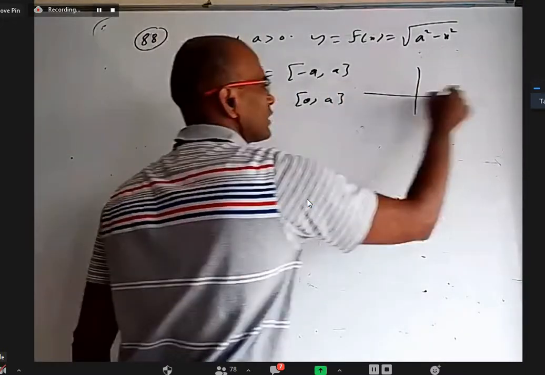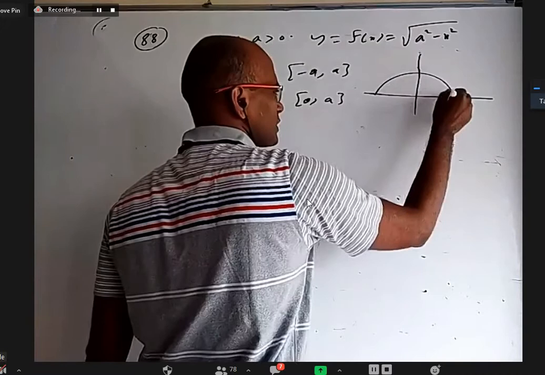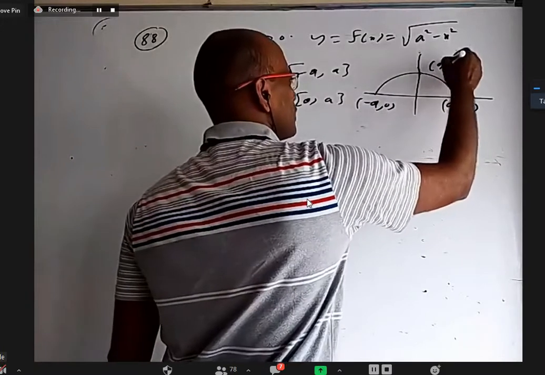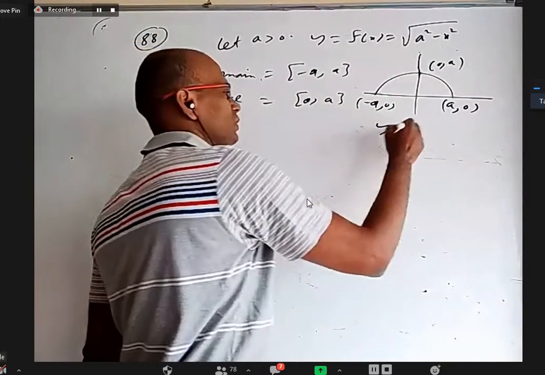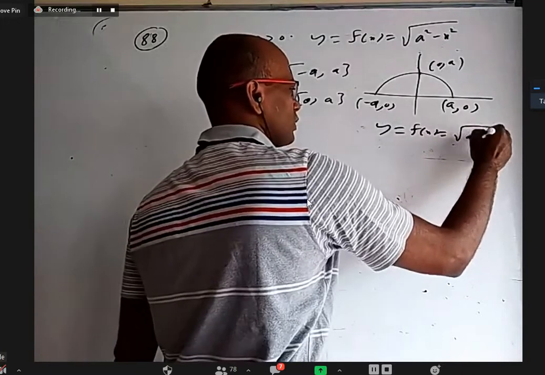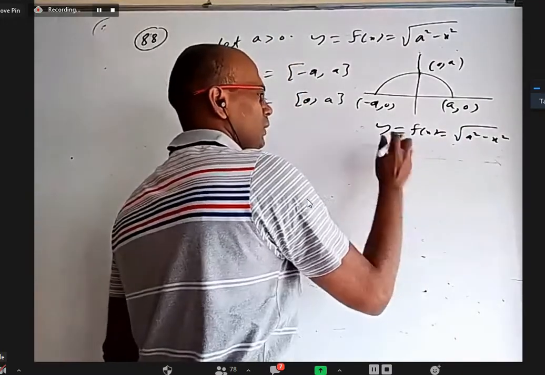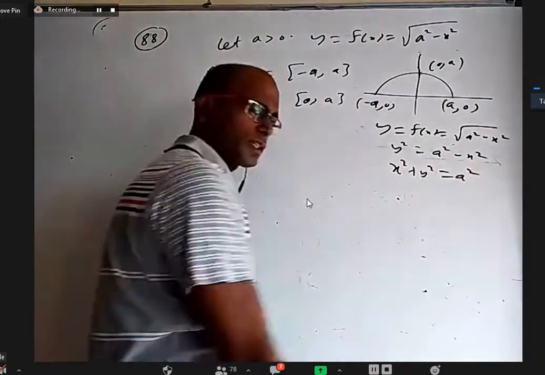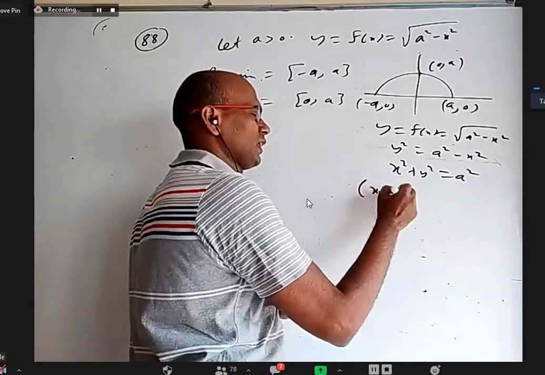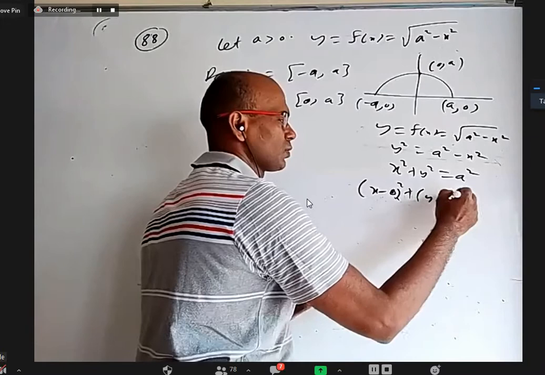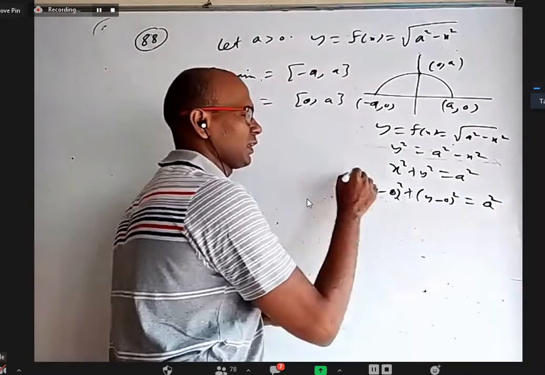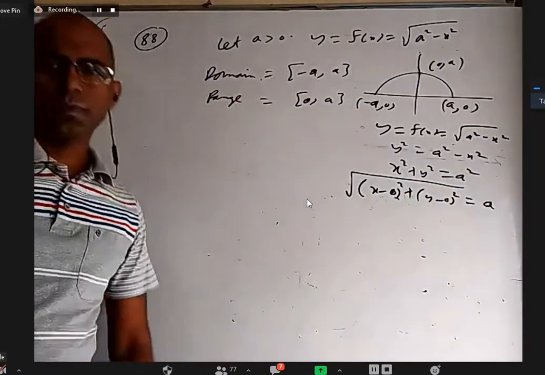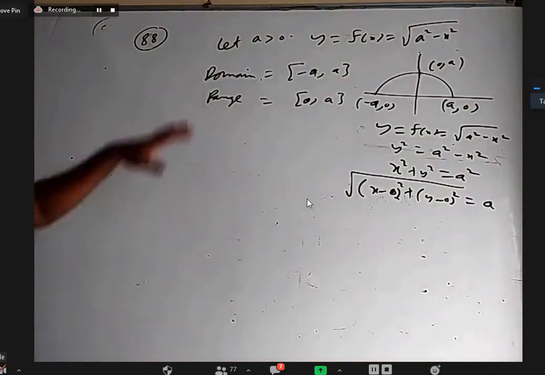So just from the simple figure, the shape of this is a semicircle. This is a comma 0, this is minus a comma 0, this point is 0 comma a. That is the graph of the function y equal to f of x equal to root a square minus x square. When you square it, you will get y square equal to a square minus x square, which is x square plus y square equal to a square. This is like the distance between x comma y and 0 comma 0 is a. Okay, so that in the future it will be useful for some other questions, even with the present question.